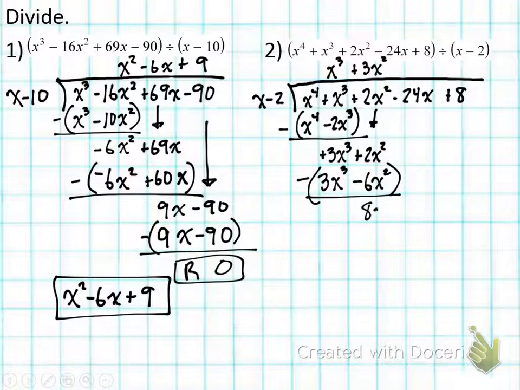8x squared. 8x squared. You have to know your integers, right? Positive minus negative. If you don't know these, do side problems. Bring down the next term. What do I multiply x with to get 8x squared? Positive or negative? I ask you that because you need to know if it's positive or negative. So we're going to do positive 8x.